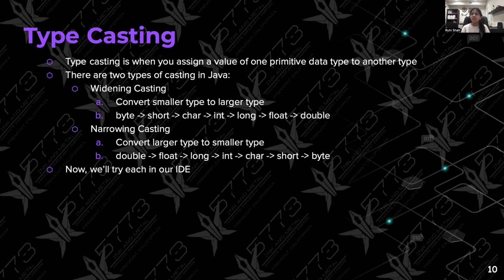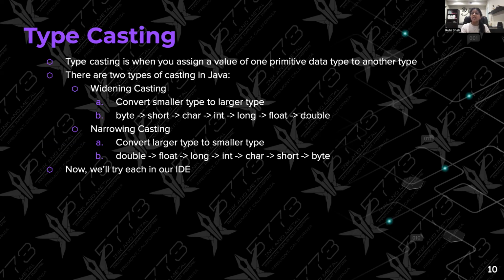So widening casting is basically converting a smaller type to a larger type. So you'll notice here a byte can store the least amount of numbers. I believe a byte can only store one number, while a double can store up to 15 or 16 decimal points. So if you were to cast a float to a double, it would basically expand the range that it can create.